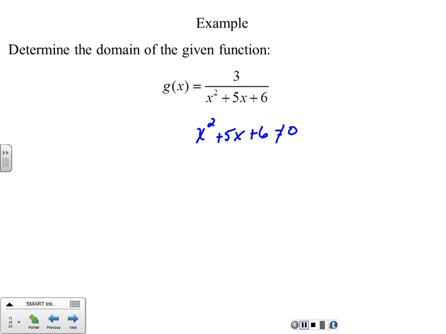Now you can use quadratic formula, or you can factor. That's completely and totally your choice. This one's going to factor into x plus 3 and x plus 2, and that cannot be 0. So we're going to take each one of these. You remembering this from back in the day?